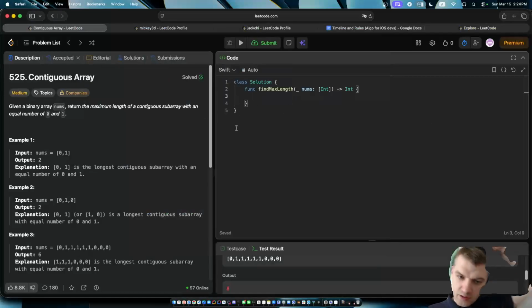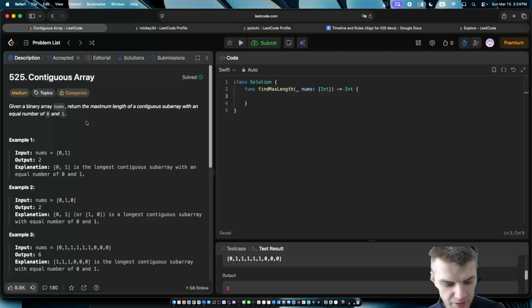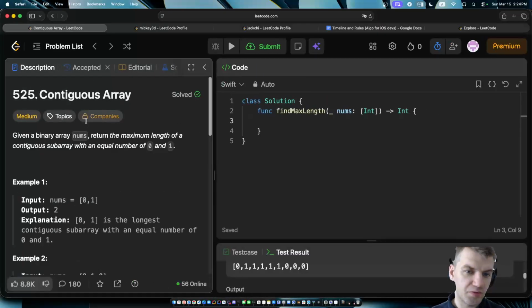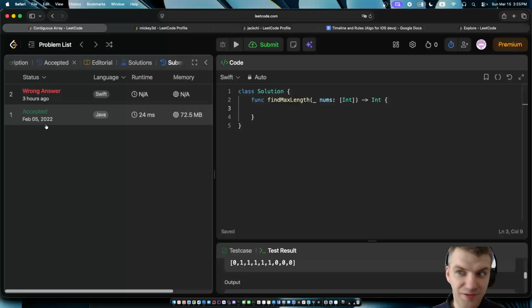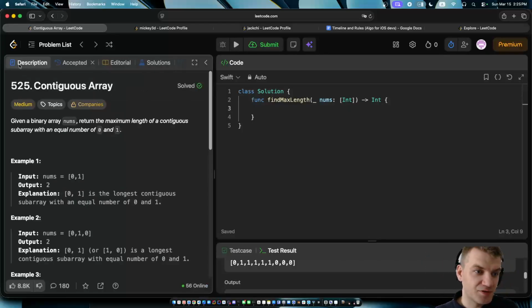Okay, so today I'm gonna be solving this LeetCode problem, Contiguous Array. Very interesting problem. I basically didn't solve it. I probably looked up the solution like 3 or even 4 years ago, and now I checked it again, and I was not able to come up with a solution.